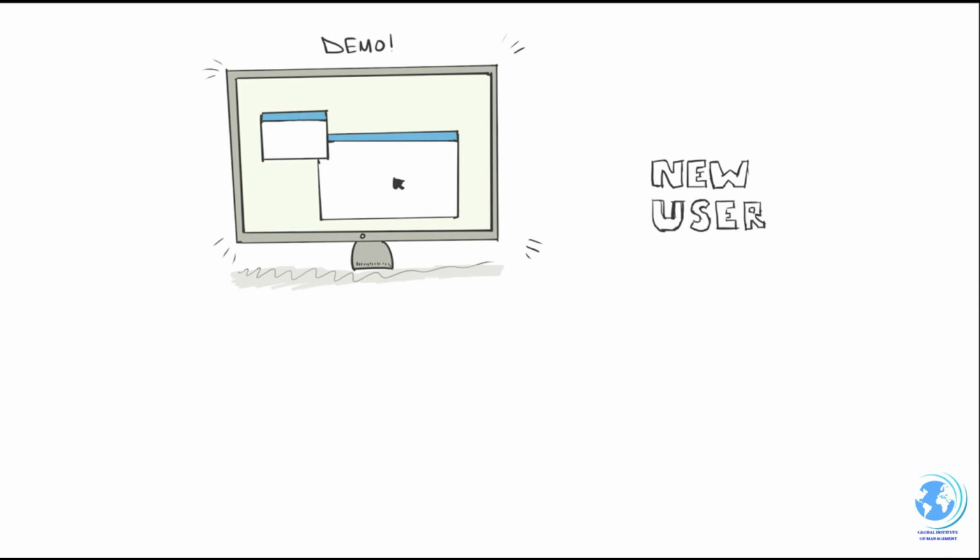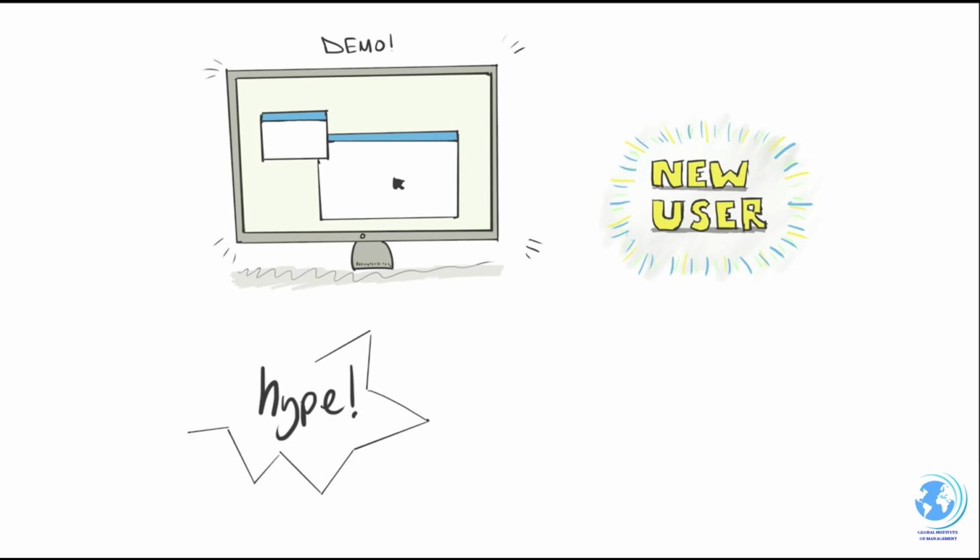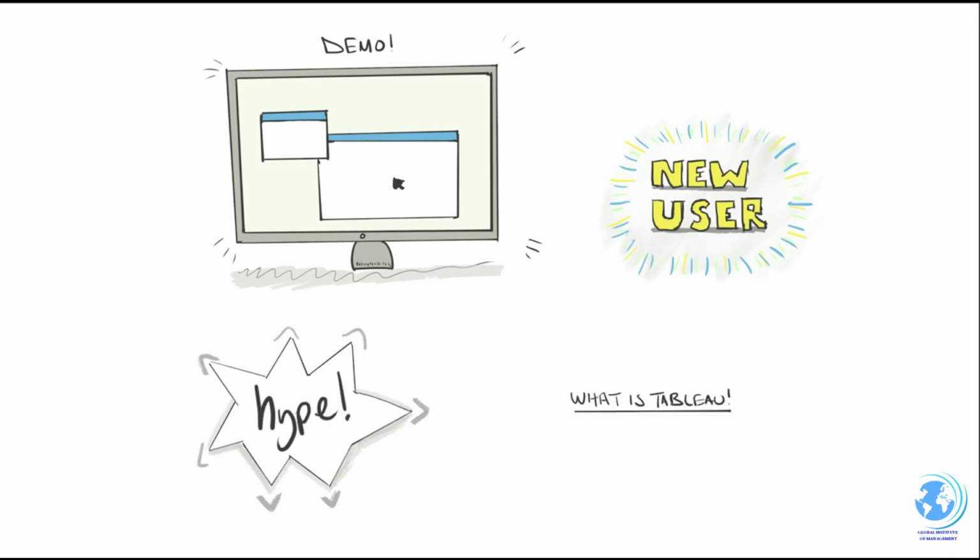So you've heard of this thing called Tableau. You've seen a demo of it, or you've seen it in action, but now you're about to dive in for the first time. But before you do, you're probably wondering what all the hype is about. What can it do? What can't it do? Or maybe even more basic than that, what is Tableau?